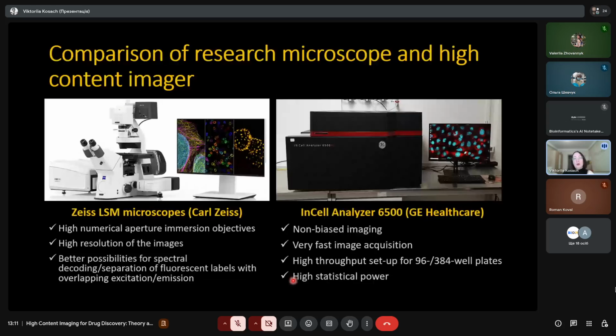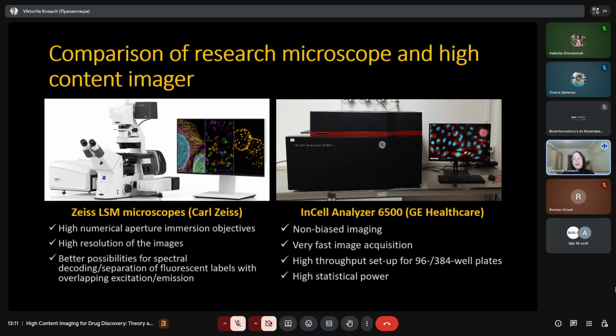And for industry, you should take for one condition at least 1,000 cells, maybe 500, but at least 1,000 cells per condition, usually even more. So such microscopes give you very high statistical power.